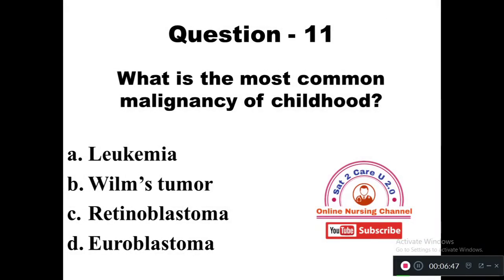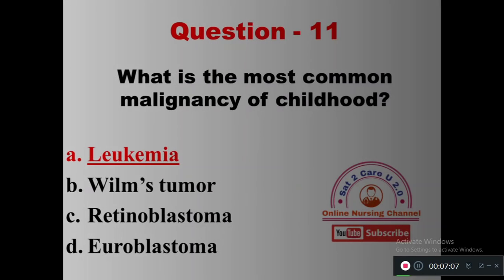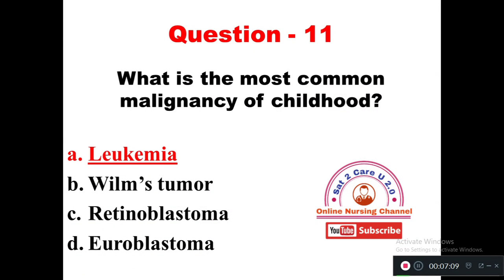What is the most common malignancy of childhood? Option A leukemia, B Wilms tumor, C retinoblastoma, option D neuroblastoma. The most common malignancy of childhood is option A, leukemia. Question number 12.